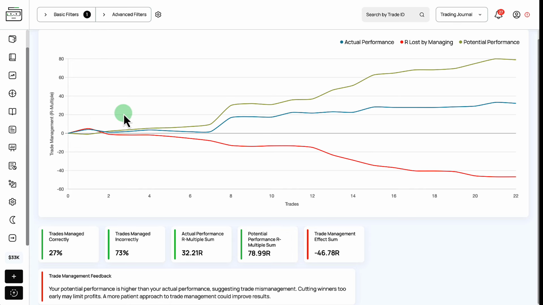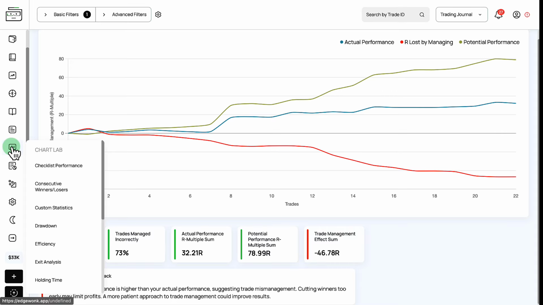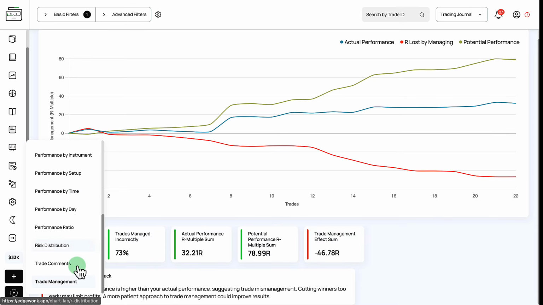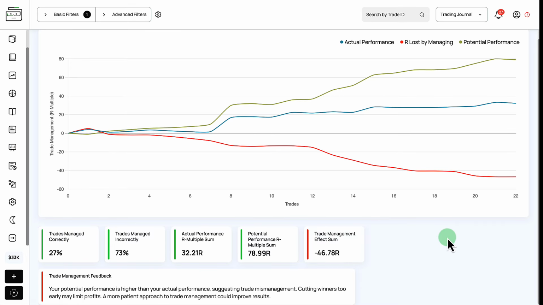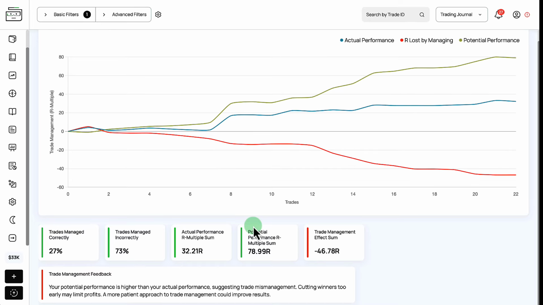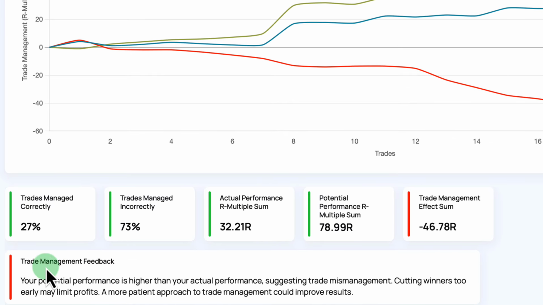Edgewonk. You reach the trade management feature when you go to your chart lab in the left menu, you scroll down, and then under trade management you find this graph. To get a broad idea of what the data is showing you, scroll to the bottom, and here we have the so-called trade management feedback box. We can see it's colored red, so it's indicating a potential issue with your trading.